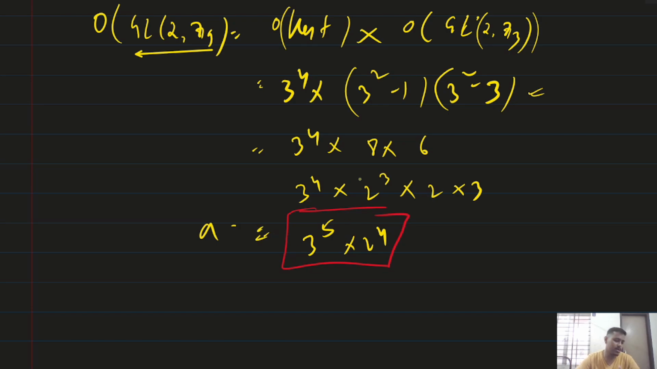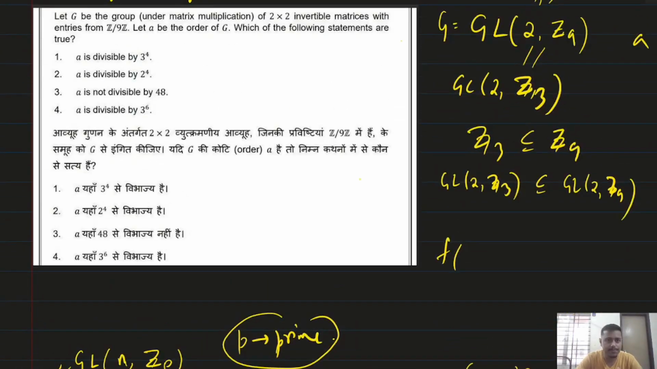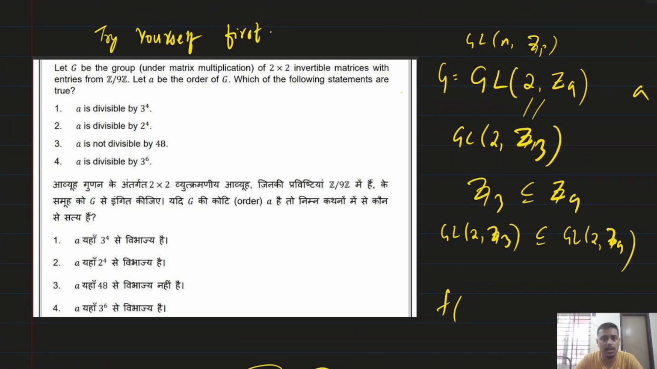Now you just check the options. We got 3 to the power 5 into 2 to the power 4. Now we are done with this question. So our answer: A is divisible by 3 to the power 4. Yes, correct. A is divisible by 2 to the power 4. It is correct. A is not divisible by it is written, so it is false because it is divisible. A is divisible by 3 to the power 6. It is also wrong because we are getting order 3 to the power 5 into 2 to the power 4.